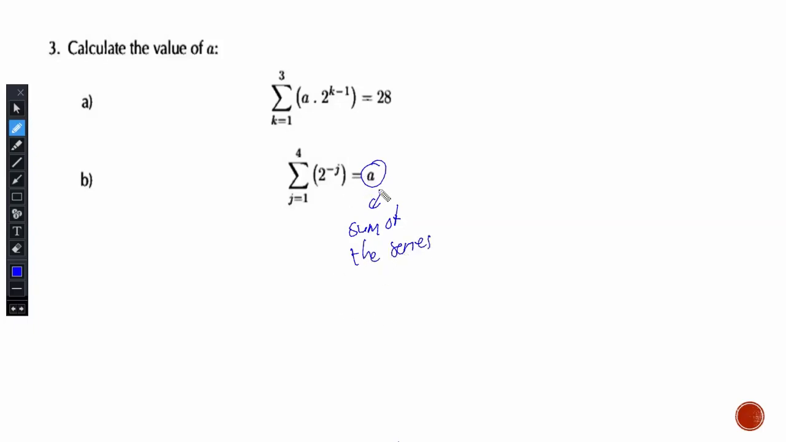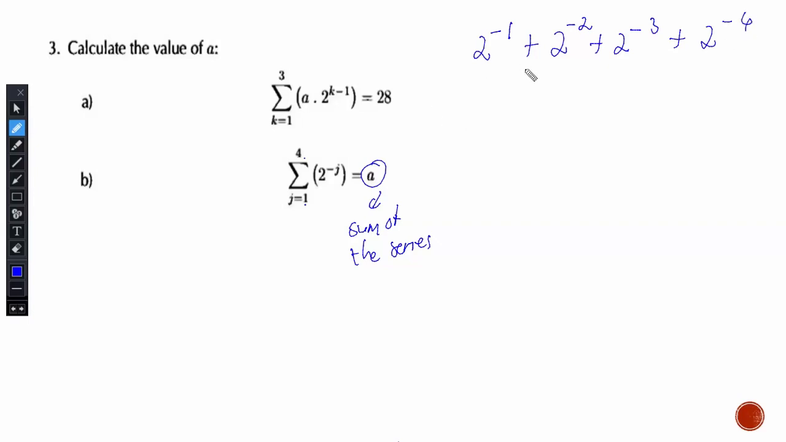Because looking at this, we can see that the A here is in the position of the sum. So our J must run from 1 all the way to 4. First we expand. So this is 2 to the exponent of negative 1, followed by 2 to the exponent of negative... So remember, we have a negative already here. I'm just substituting my J as 1, then followed by 2, and then followed by 3, and then the end index is at 4.